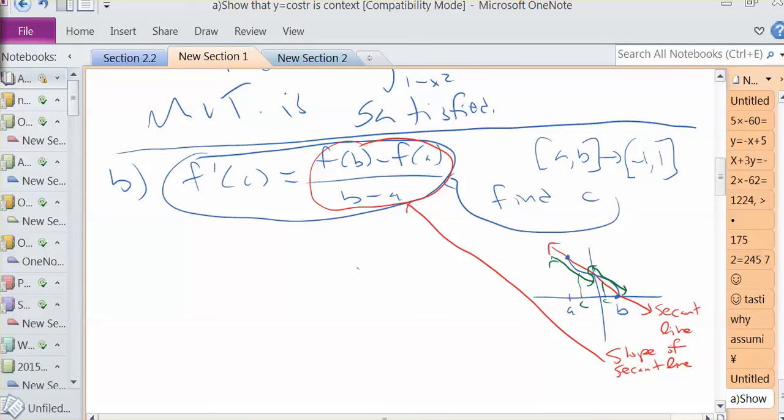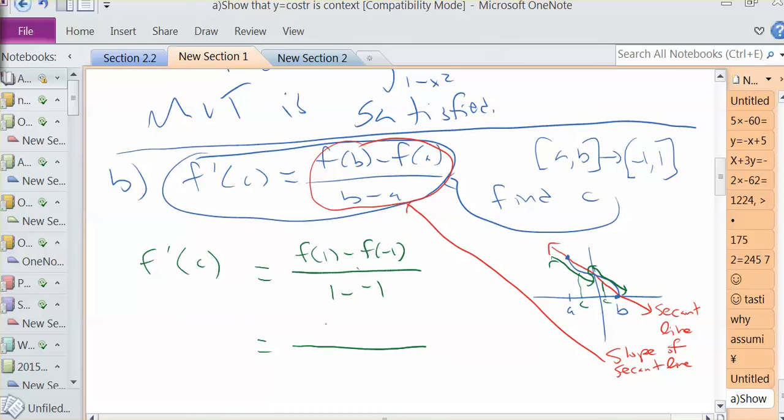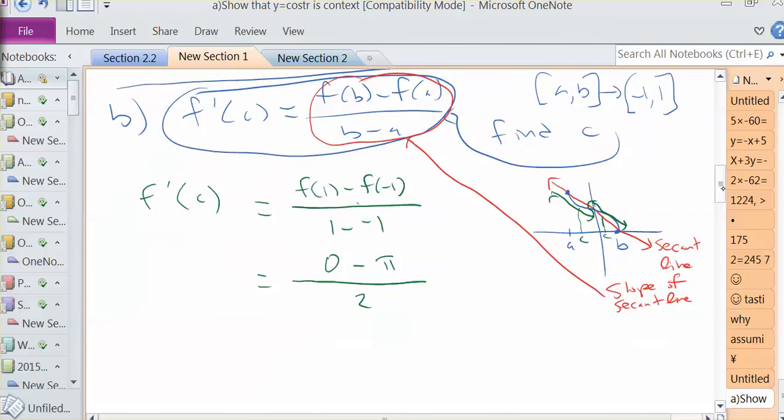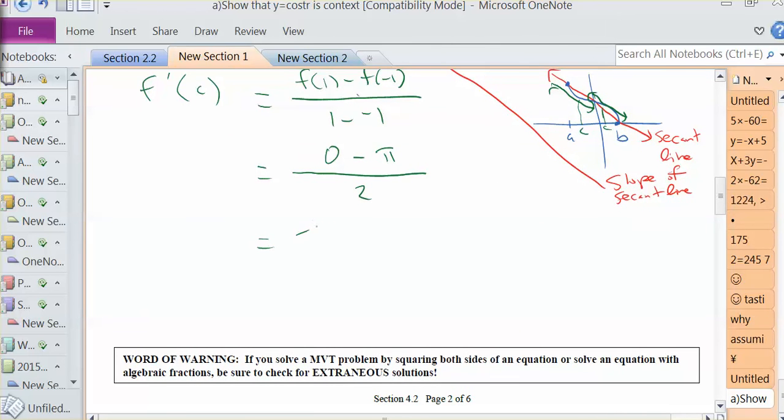So this is kind of fun stuff because it's more calculus and math focused. So let's do it. We're going to do f of 1 minus f of negative 1, over 1 minus negative 1, and f prime of c. Well, f of 1 is easy. That's going to be 0, minus f of negative 1, which is pi, over 2. So, of course, we get negative pi over 2.